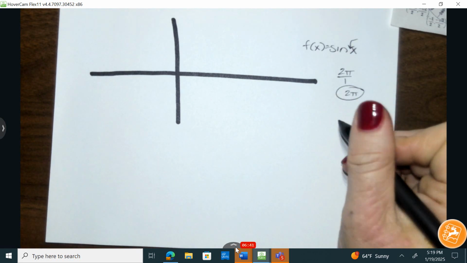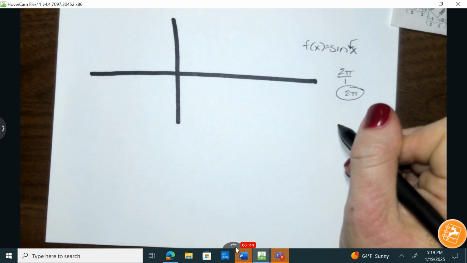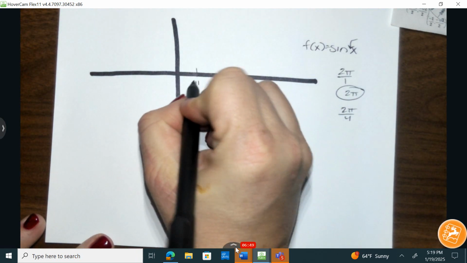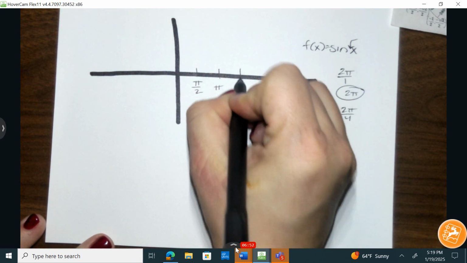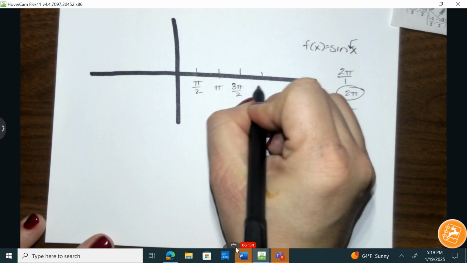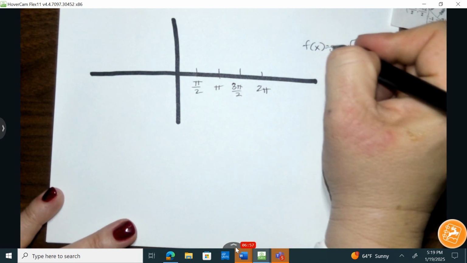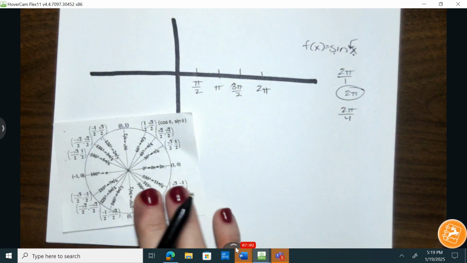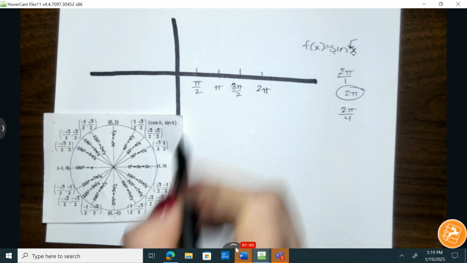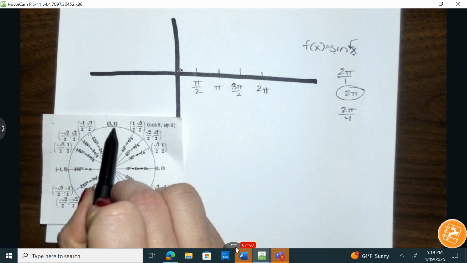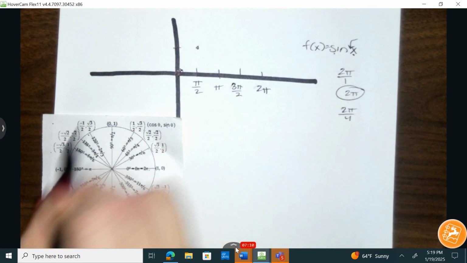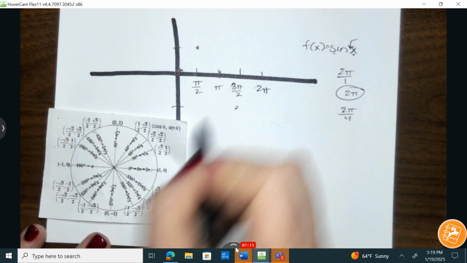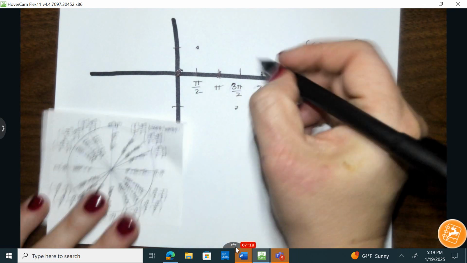I know that any trigonometric function has 4 steps. So I'm going to divide by 4, and that tells me that each one of these steps is a distance of pi over 2. Now let's start plugging this in. I plug in 0, the sine of 0. If you want to use this unit circle to help you have a better understanding, here we go. The sine of 0 is 0. Then let's go to pi over 2. The sine is 1. At pi, the sine is 0. At 3 pi over 2, the sine is negative 1. And at 2 pi, after one cycle, we're back up to 0.